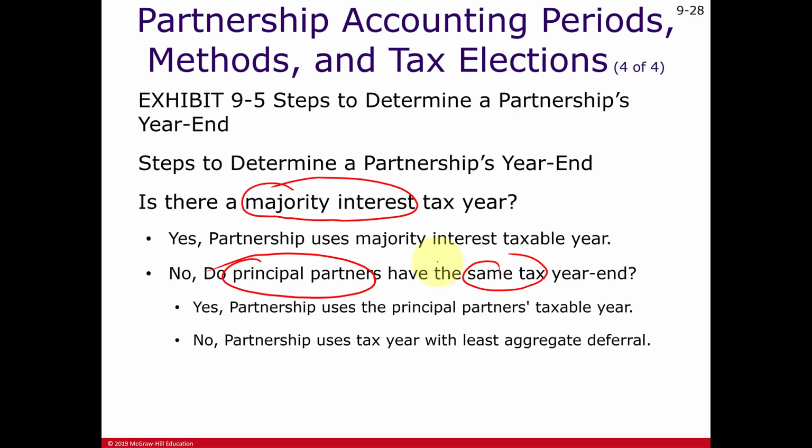Otherwise, you have to go through a formula called least aggregate deferral, which is illustrated in our textbook and is kind of complex, so I don't want to go through that. But for most partnerships, definitely those owned by individual partners, they're going to have a calendar year end.